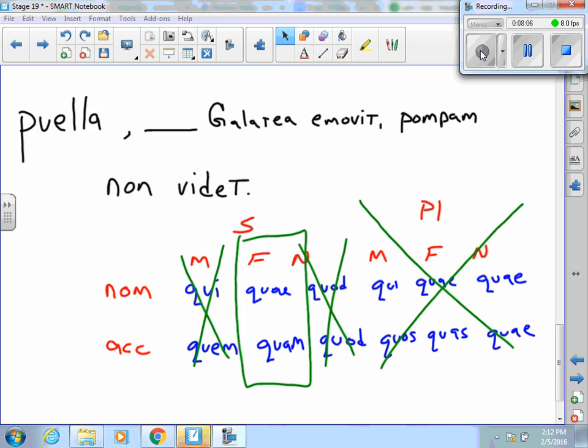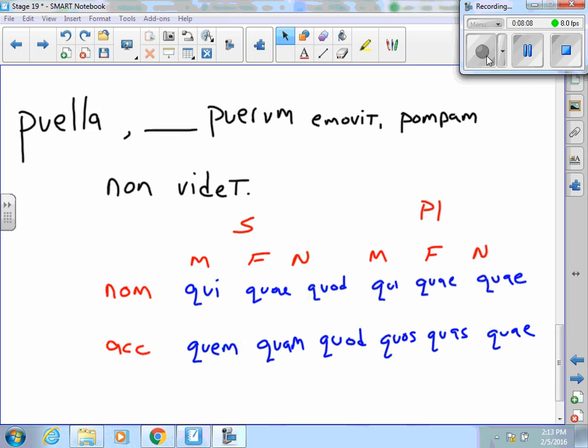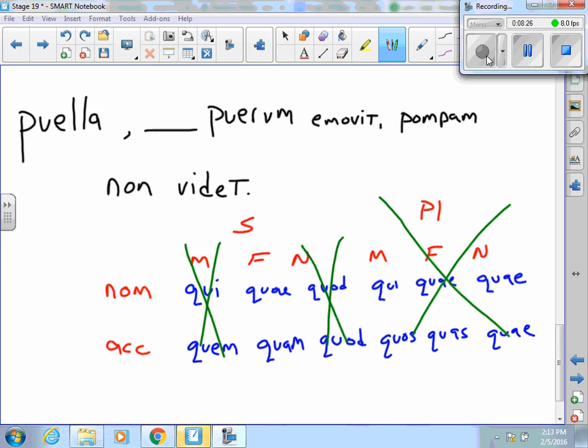Now, if I change the structure of the clause that I'm putting the qui, quae, quod in, like I have here, I've changed Galatea to puerum. That changes everything up. Again, puella is singular and feminine, so I've eliminated all of the plurals, all the masculines and all of the neuters. I still have two possibilities. However, in this case, puerum is accusative, so I already have a direct object. I would have to use quae in this case, the nominative. The accusative is right here. I already have it. Get rid of the accusative. That leaves me with quae.